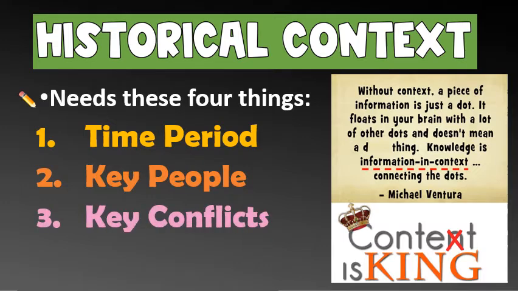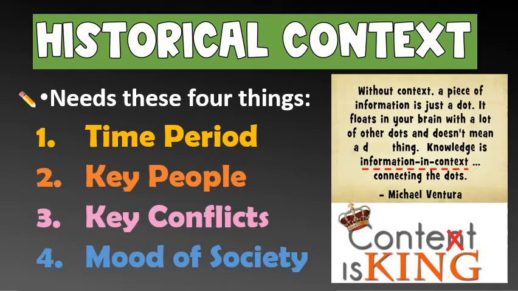The key conflicts. So what are the things that are really causing problems in society, or causing people to try to progress and move on to new things and find better things? So key conflicts. And then this one's a little bit harder to find.